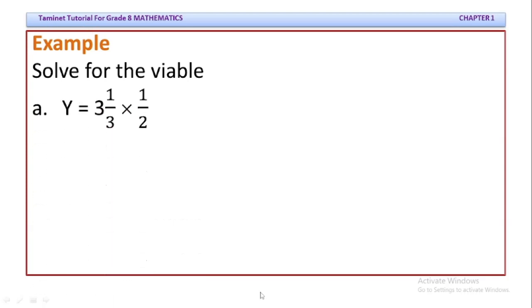For example, y is equal to 3 and 1/3 times 1/2.